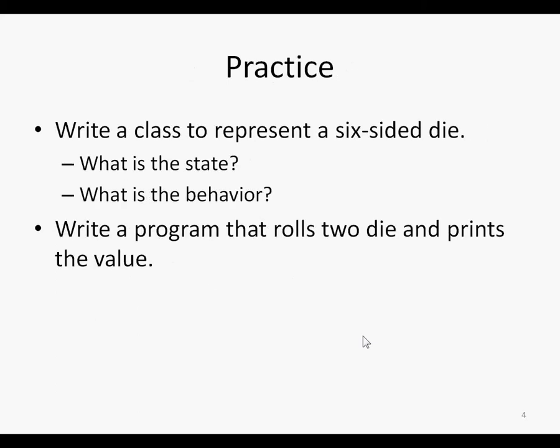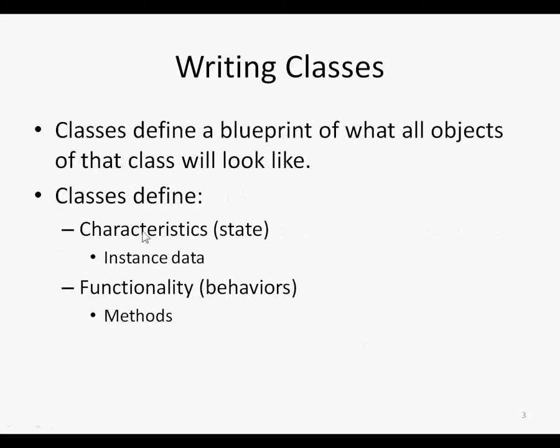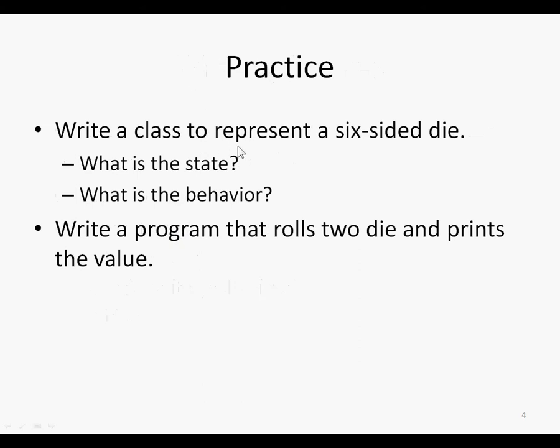So we're going to use an example throughout these slides, and it's going to be the example of a die, so a six-sided die. So we want to write a class to represent that. So what is the state or the characteristics of our die? What are the things that are going to describe that die? Well, it might depend on what kind of a program you're writing. So obviously we want to know what number is showing on the die, right? So what is the value that's showing on the die? No matter how we're going to use this program, we probably need to represent that kind of information.